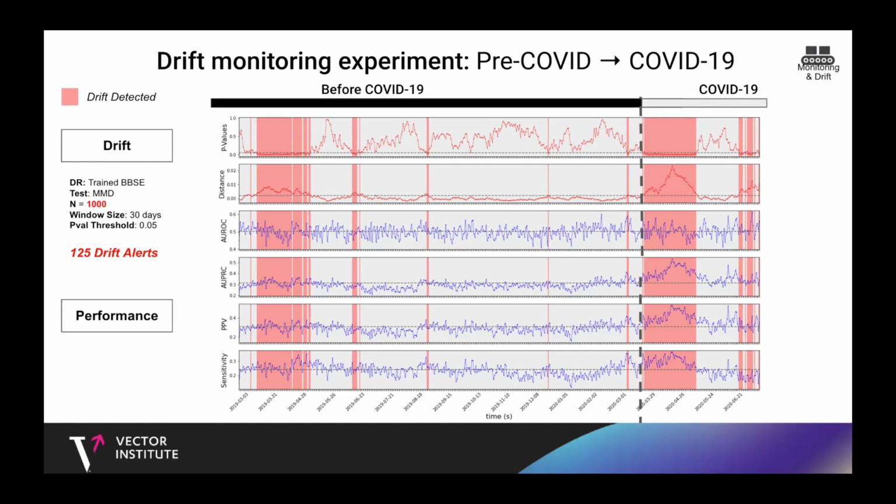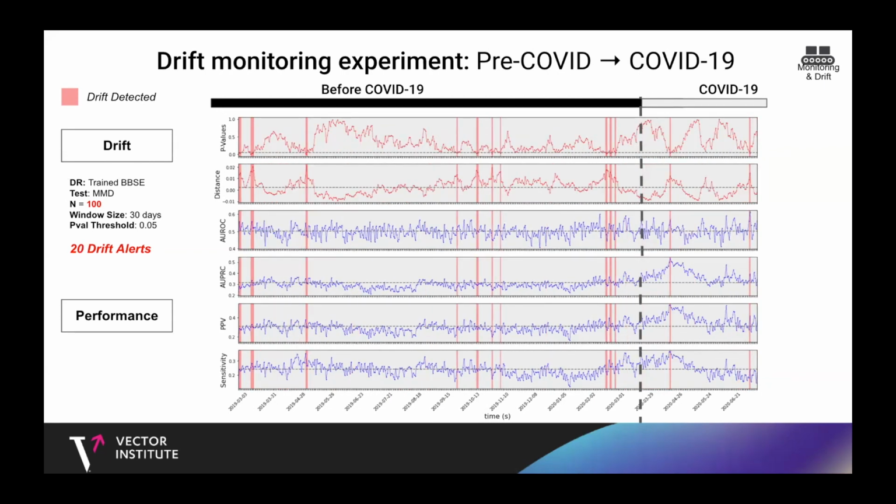At the top, we're seeing the drift metrics, and at the bottom, we're seeing the performance metrics. You can see that where it's red is when drift was detected, and the dotted line indicates when Toronto, or Ontario, actually entered a province-wide lockdown due to the pandemic, and we actually detect drift prior to that. That's also reflected in the model performance, which you can see through the AUPRC and the sensitivity and positive predictive value, but not as apparent in the AUROC.